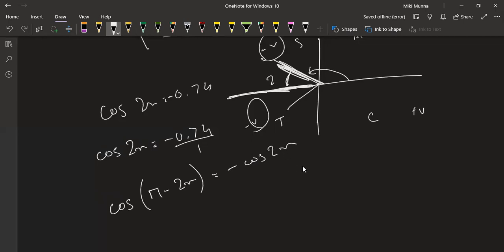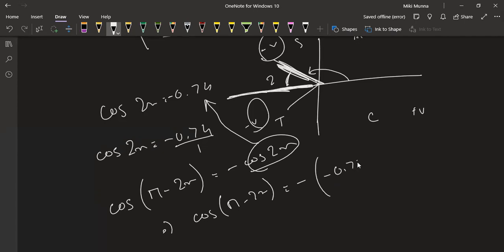So this is our situation here. If that's the situation, that means negative cos 2x could be represented as cos pi minus twice x. In place of cos 2x, we will substitute this value, which is minus 0.74. So we will be left with cos pi minus 2x equals 0.74. Okay, did you get the relationship?